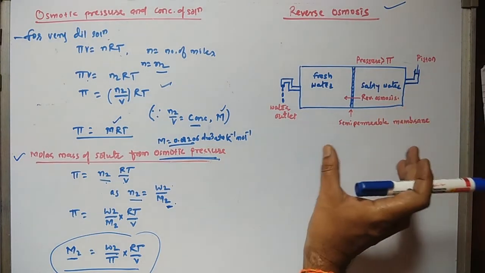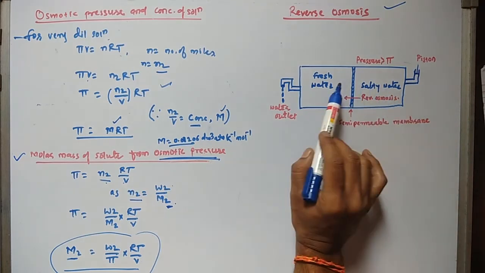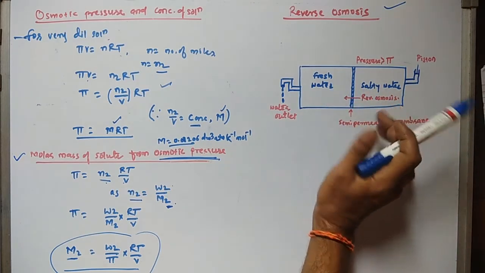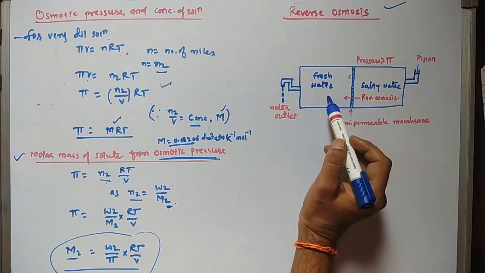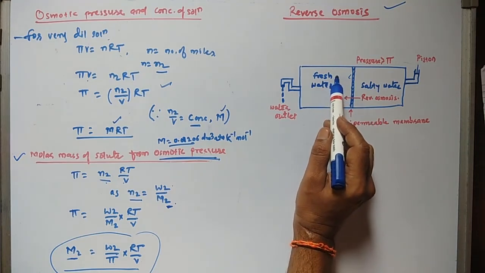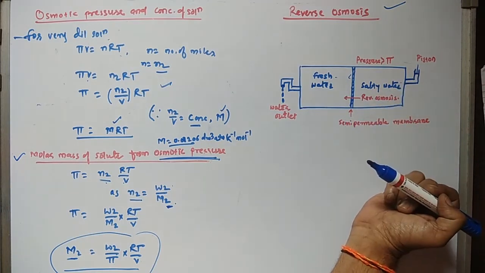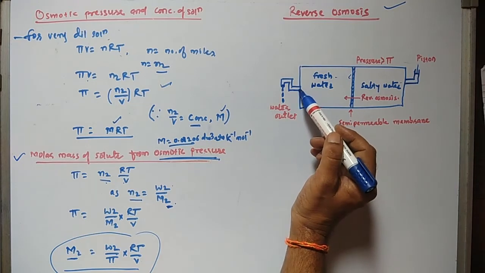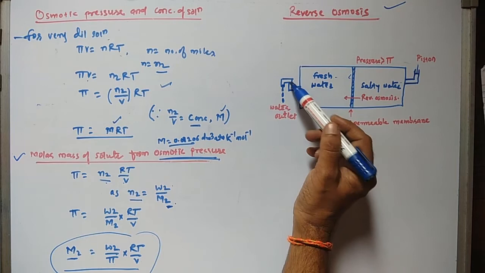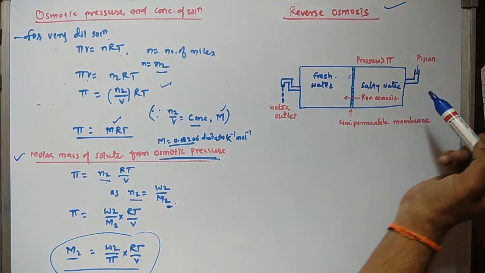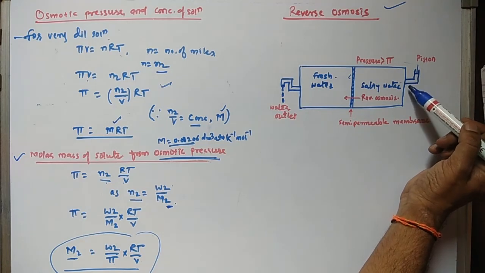To study reverse osmosis, a diagram is drawn where the total container is separated by a semi-permeable membrane. Towards the left side of the semi-permeable membrane fresh water is kept, and towards the right it is salty water as a solution. To the left side, towards the fresh water, a fresh water outlet is given, and towards the right side a piston is shown to apply the pressure.